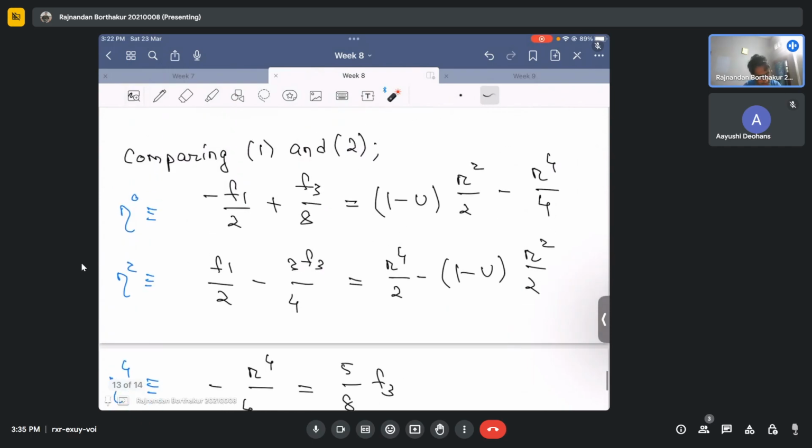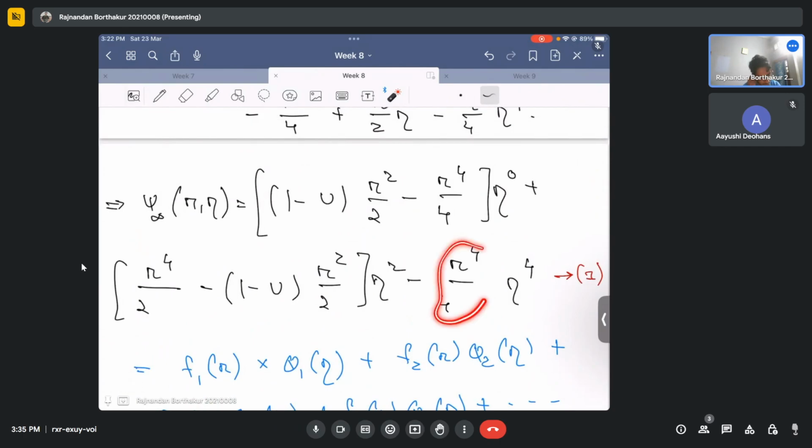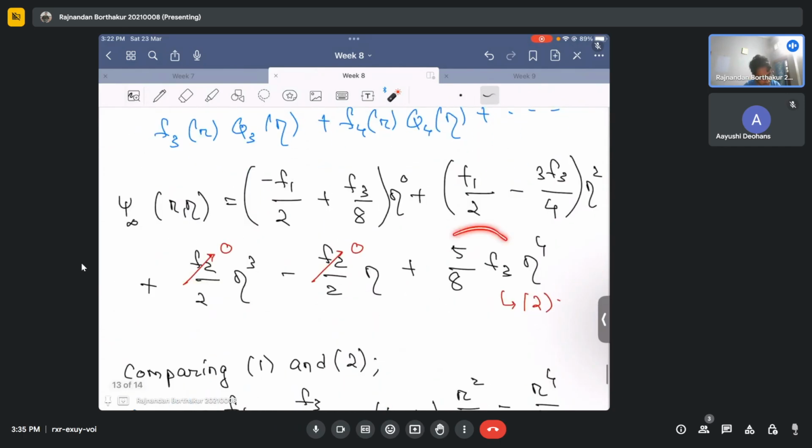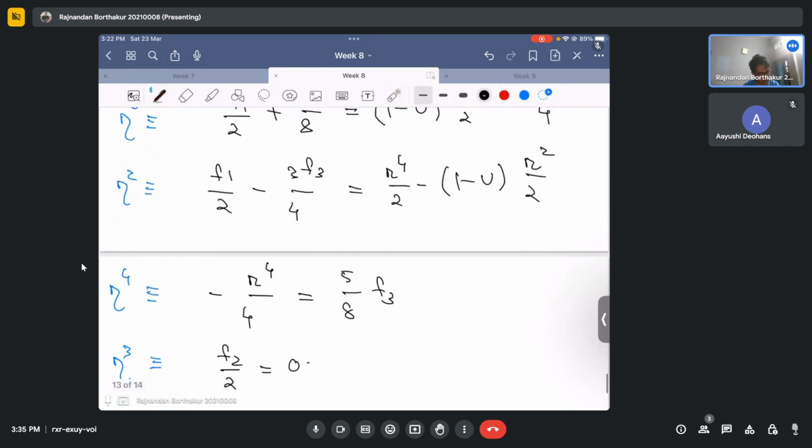So I think the comparison is done correctly, right? This term is basically equal to this, and this term, minus r power 4 by 4, is equal to 5 by 8 f3. So far it appears to be good. Let's proceed. If there is a mistake, we'll find it out.